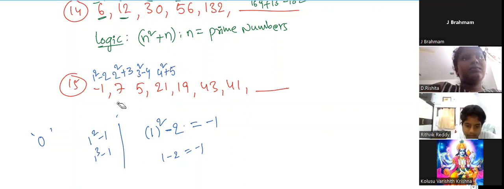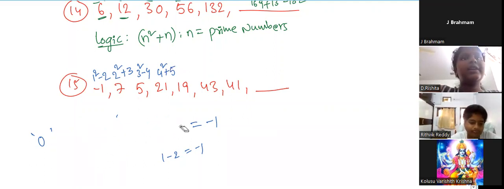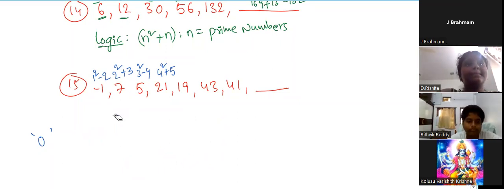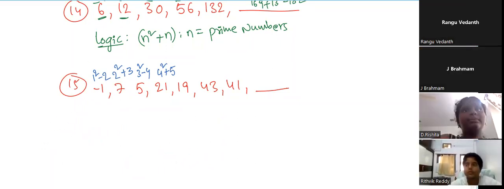Sir, first it is square, and second, one after the other, it's an alternative pattern, with consecutive numbers. Sir, I have a doubt. Okay, one second. Vedant, tell me your doubt.